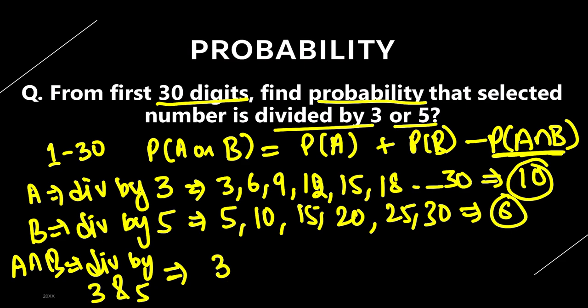Could it be 3? No. Why? Because it is divisible by 3 but not by 5. Could it be 5? No, because it is divisible by 5 but not 3. So the first number that is divisible by both is 15.